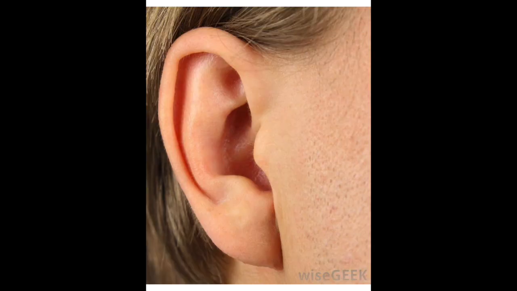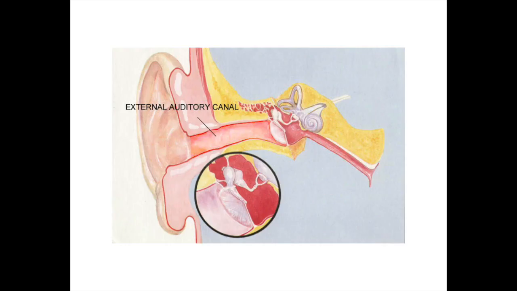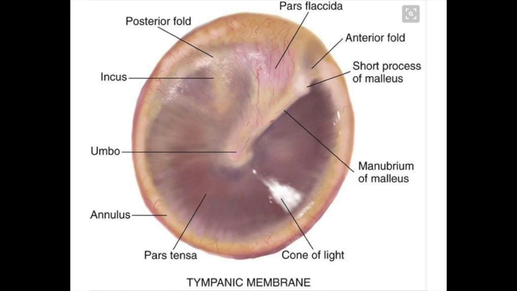First, sound travels in waves from its initial source through a medium, such as air, and is collected by the pinna, or the outer ear. Then, sound waves are funneled through the external auditory canal. This is where earwax, or cerumen, is produced, as well as hair follicles for protection. The sound waves strike the tympanic membrane, or eardrum, causing vibrations to transfer the sound into the middle ear, where it is converted into mechanical energy.